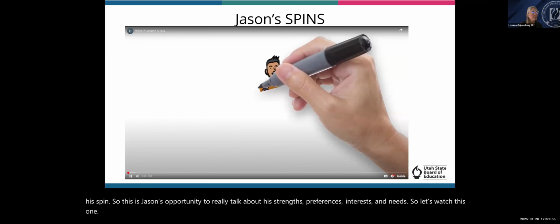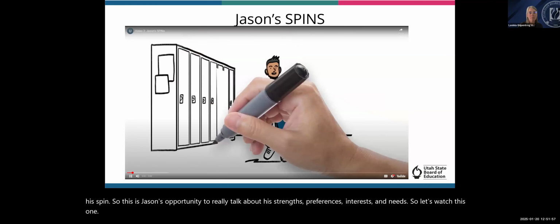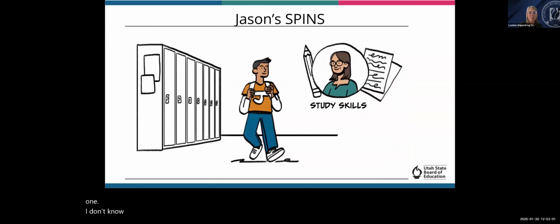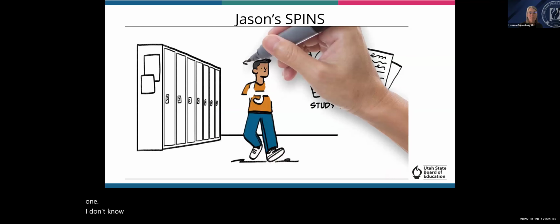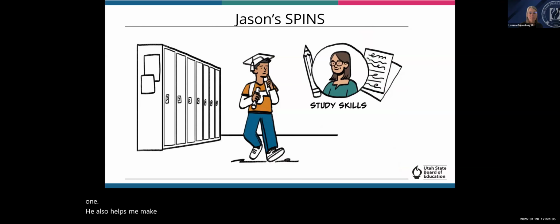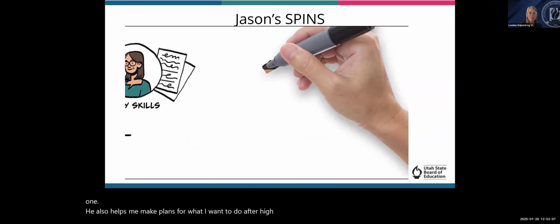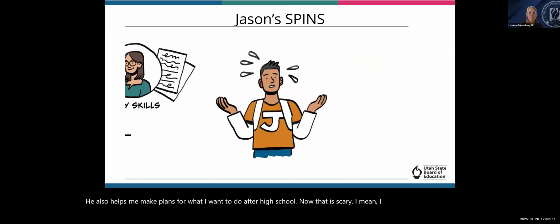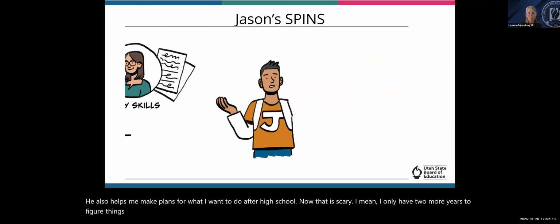Oh, hey, I'm on my way to study skills class. My teacher's a lifesaver, especially with writing assignments. She also helps me make plans for what I want to do after high school. Now that is scary. I mean, I only have 2 more years to figure things out. I get so overwhelmed sometimes that I just can't think about it anymore.